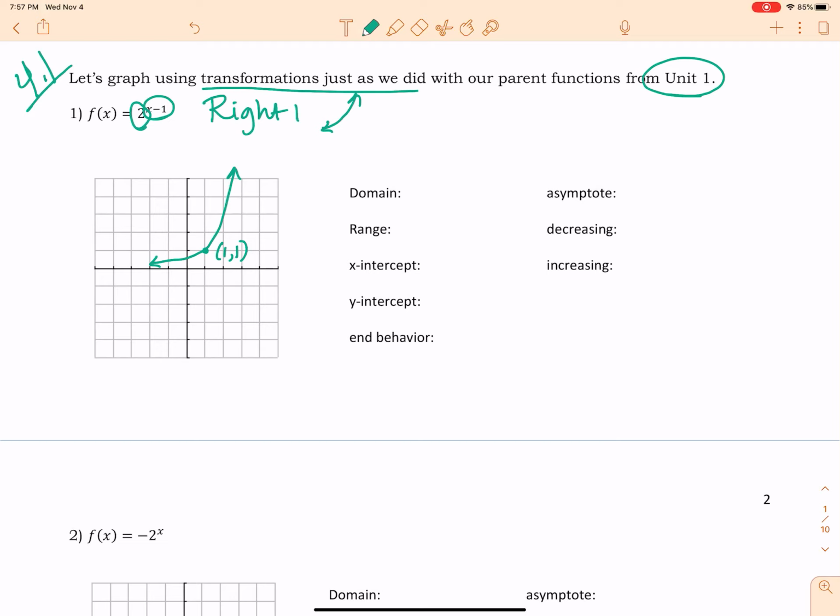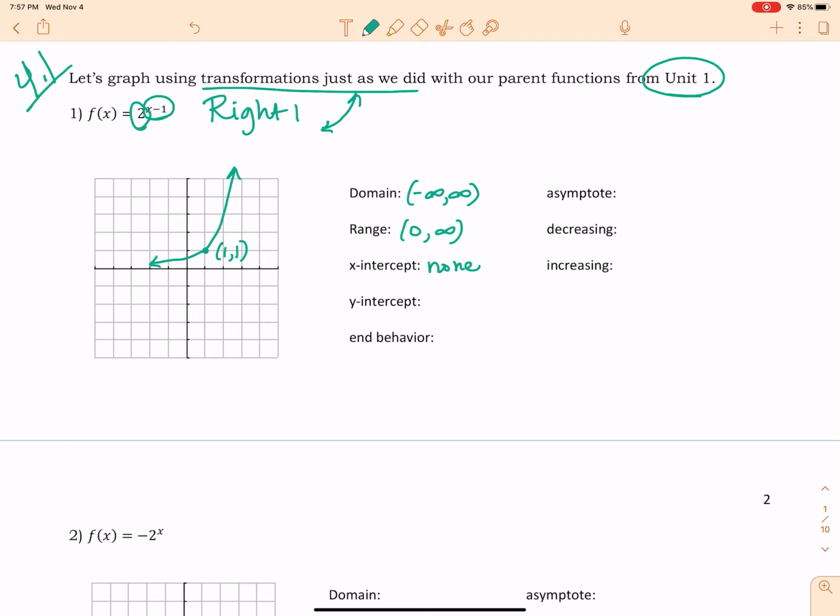All right, so my domain is still going to be negative infinity to positive infinity. My range is 0 to infinity. Your range and domain are always going to stay the same unless the graph moves up and down. If it doesn't move up and down, your range will stay the same. Your domain's always going to be negative and positive infinity. X-intercept, there isn't one. Y-intercept, the y-intercept actually changed now because we shifted 1 to the right.